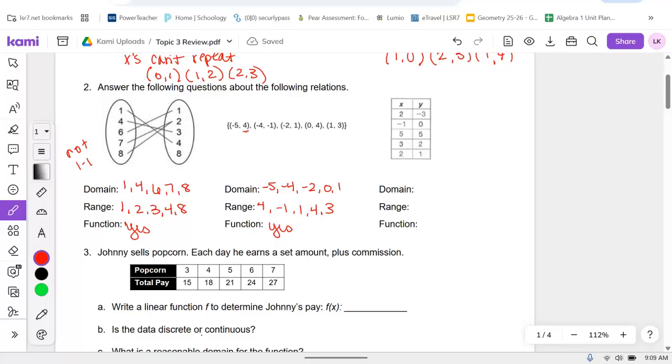This would also not be 1 to 1 because your y's repeat. And then this one, domain would be 2, -1, 5, 3, 2. Range is -3, 0, 5, 2, 1. And no, it's not a function because the 2's repeat.